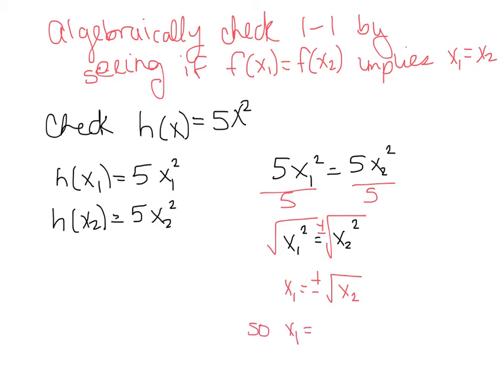So x1 doesn't necessarily have to equal x2, which means that this is not 1 to 1. Okay, if x1 always had to equal positive x2, we would say it was 1 to 1. But because it could be equal to negative x2, we say our function is not 1 to 1.